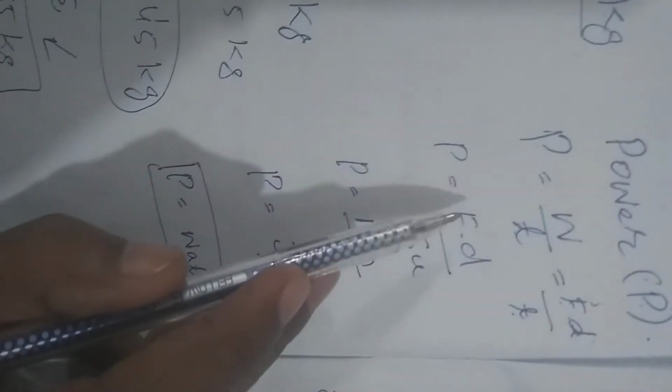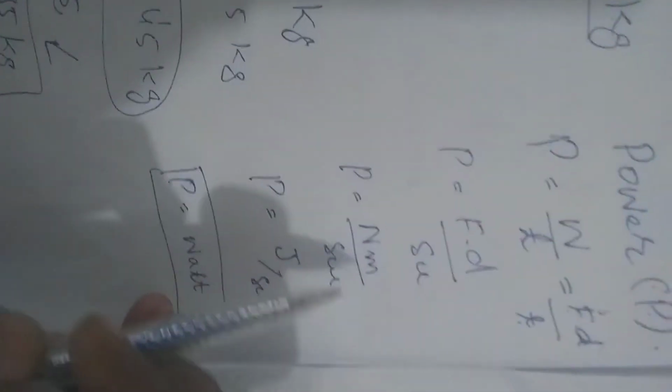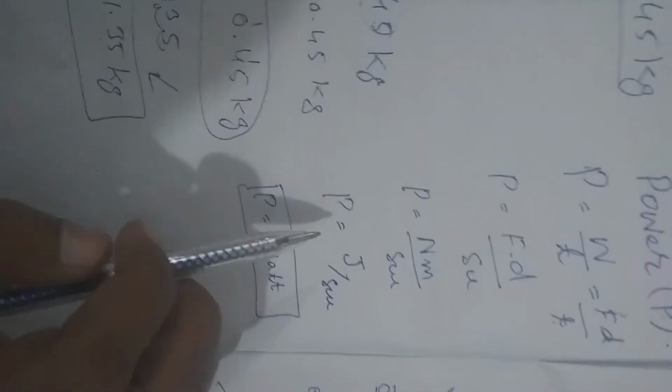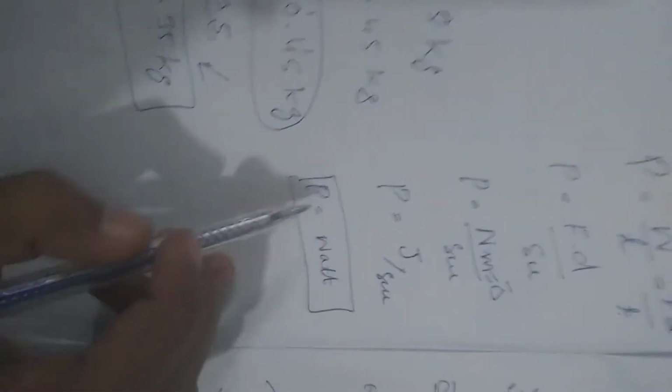So Newton is the SI unit of force, meter is the SI unit of displacement, and second is the SI unit of time. So Newton-meter per second is the SI unit of power. Also we can write Newton meter is equal to joule. P is equal to joule per second. Joule per second is also the SI unit of power. We can write Newton meter per second or joule per second.